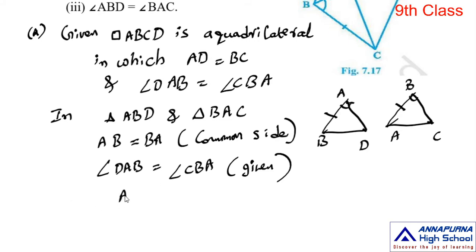And AD is equal to BC. ABCD is a quadrilateral. Two sides are equal. AD is equal to BC. This is the given condition.